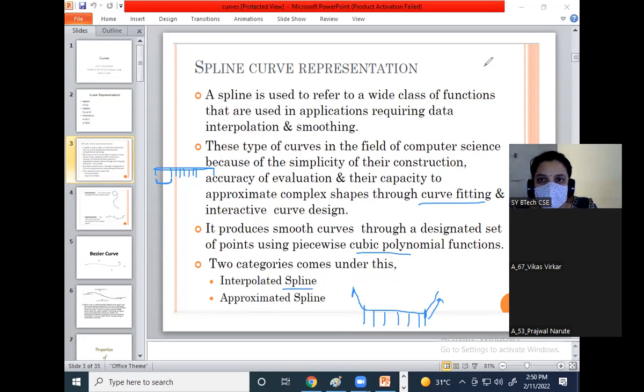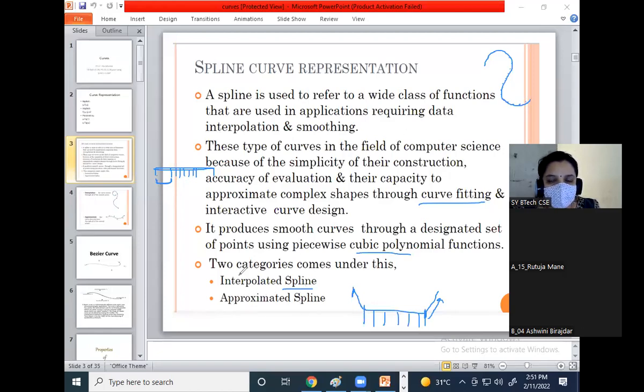So consider I'm having these points in a set. So the meaning of interpolation is that your curve passes through each and every point in the set. If your curve passes through each and every point in the set, then it is considered to be interpolated. That means whatever points are given to draw the shape or to draw the curve, the curve passes through all the points. So this method is called the interpolated spline.